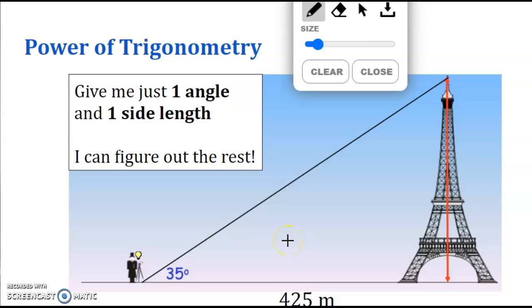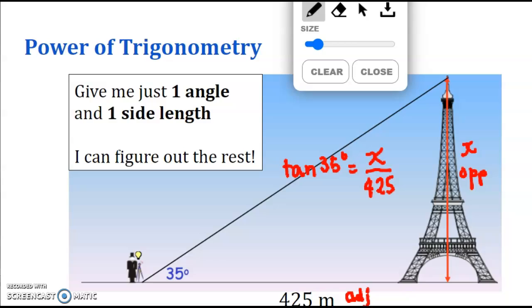Well, we know how to do this because we know that this 35 degrees is my reference angle, and we have the adjacent side. So I am going to write adjacent right there. And we're looking for the opposite side of this triangle. So what is the trig ratio that we can use that involves opposite and adjacent? That's tangent. So that means tangent of 35 degrees is going to be opposite, let's call this x because we don't know what it is, divided by 425.